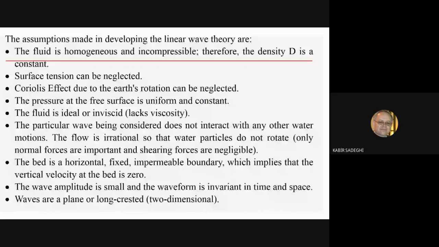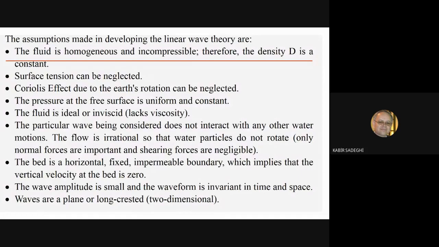The assumptions made in developing the linear wave theory are listed below.